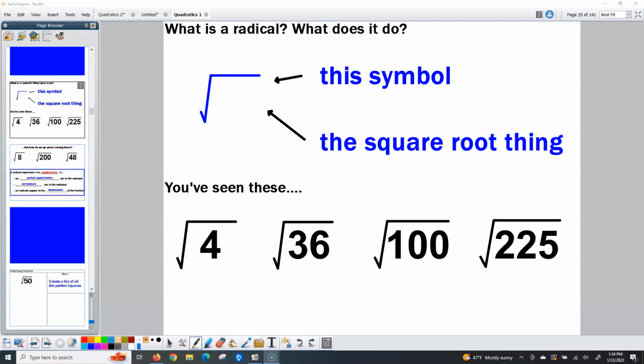We're going to be taking the square root of things today. What's a radical? What does it do? Well, it's that symbol right there in blue. It's a square root thing. And I hope that you've seen these.